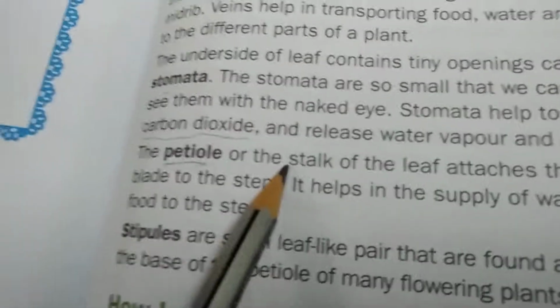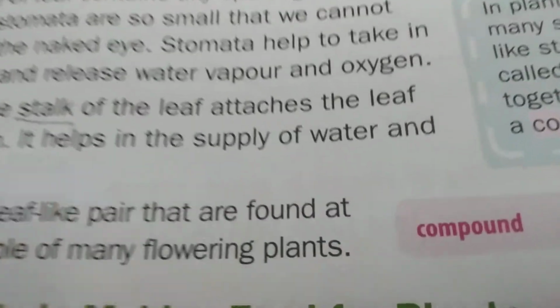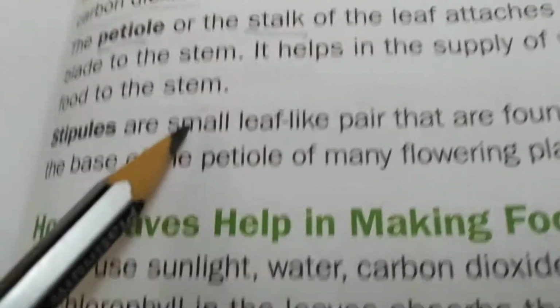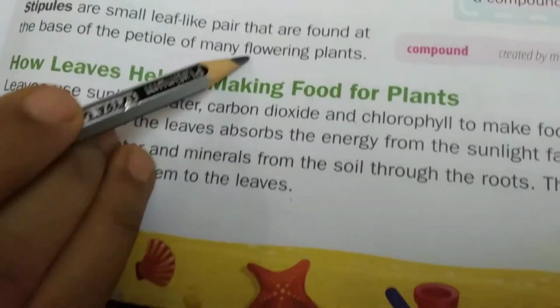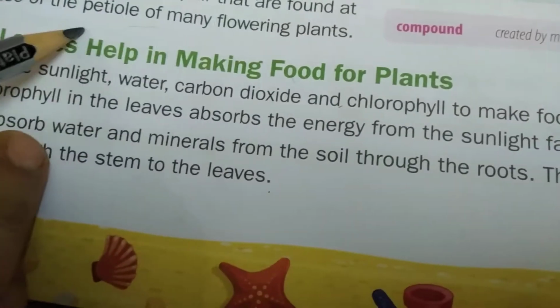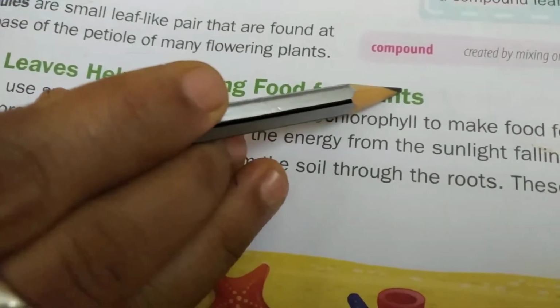The petiole. See in the figure, children. Petiole, or the stalk. What is the spelling of stalk? The stalk of the leaf attaches the leaf blade to the stem. It helps in the supply of water and food to the stem. Stipules are small leaf-like plates that are found at the base of the petiole of many flowering plants.